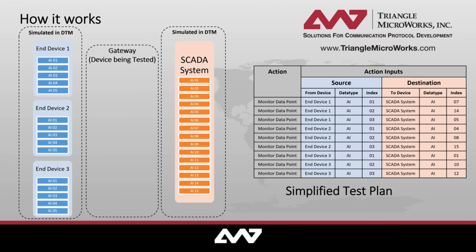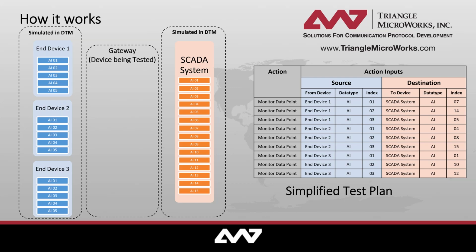Here we have two figures which serve to illustrate a series of basic tests. Starting on the right, we have a simplified test plan where each row represents a single test, or more specifically, each row represents a single test of an action. The particular action specified here, named monitor data point, checks to see if the gateway has a mapped connection between a source and destination data point.